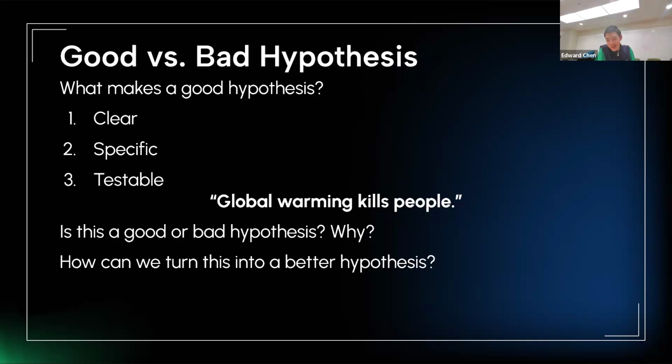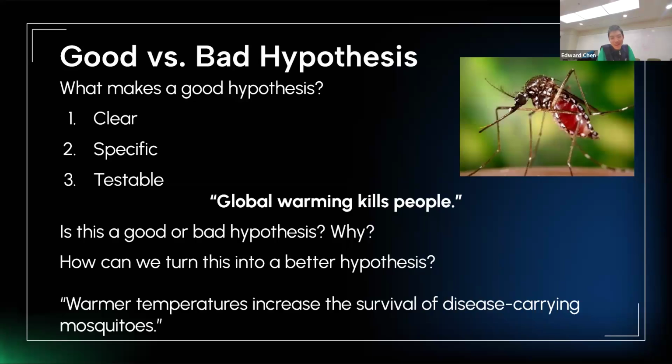Now we'll talk about a better hypothesis, which would potentially be that warmer temperatures increase the survival of disease-carrying mosquitoes. Actually, survival is potentially iffy in terms of how measurable it is. Maybe another way to quantify survival would be the range of these mosquitoes, like how far north they can survive, or how far north you can find a certain number of them.